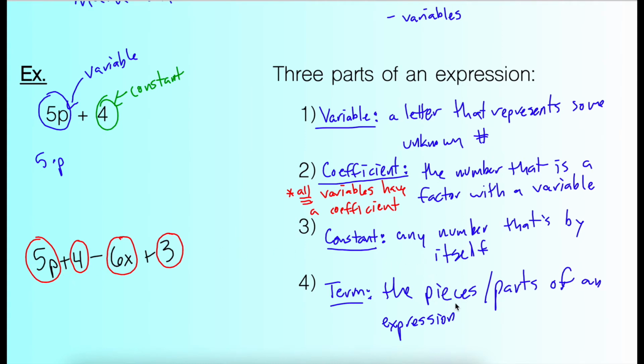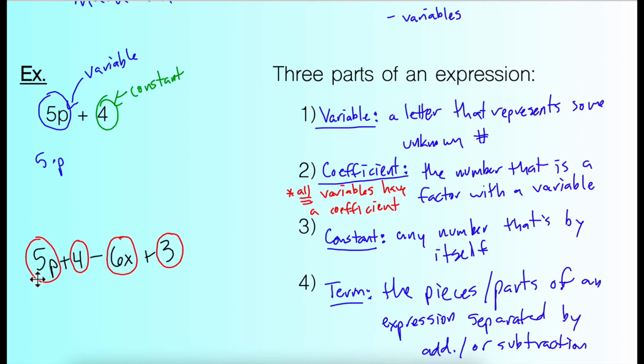So let's add to this little definition here. A term are all of the pieces or parts of an expression separated by addition or subtraction. So when you look at an expression and you're wondering to yourself, or someone asks you how many terms are in the expression, you're basically looking at all of the little pieces that are there and all of the pieces that are separated by an addition or a subtraction sign.